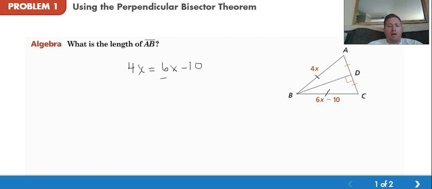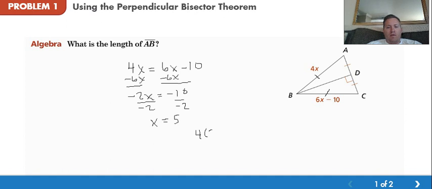Now we're just solving for x. I can subtract 6x from both sides, and this gives me negative 2x equals negative 10. I divide both sides by negative 2, and we get x equals 5. So we found x, but that's not what we're looking for. We're looking for the length of AB. So we plug 5 back in for the x. We take 4 times 5, which gives me 20. So 20 is the length of segment AB. That is my answer, we'll box it in right there.